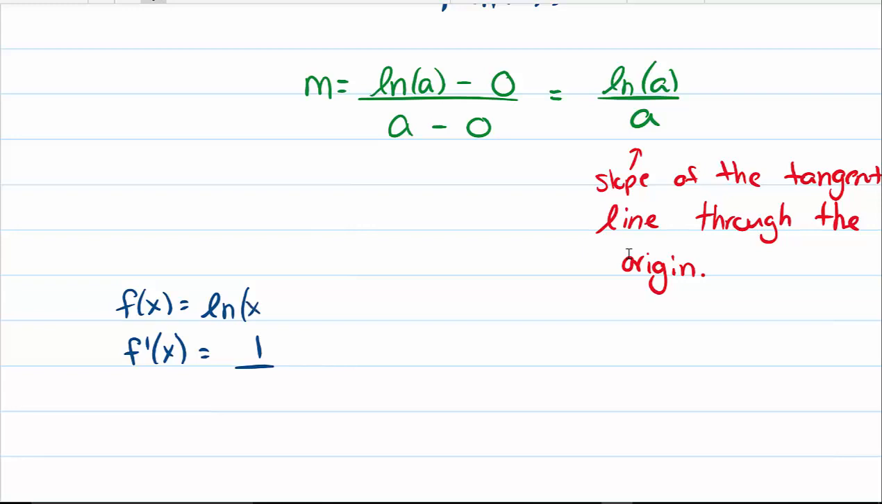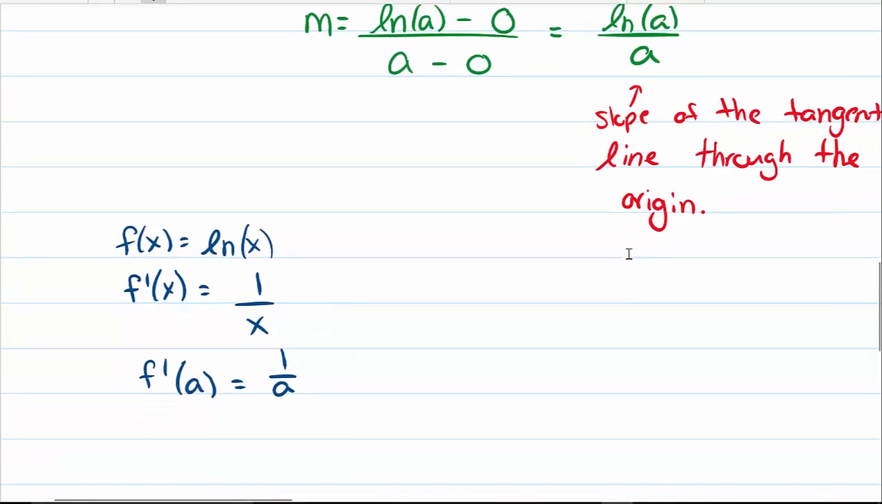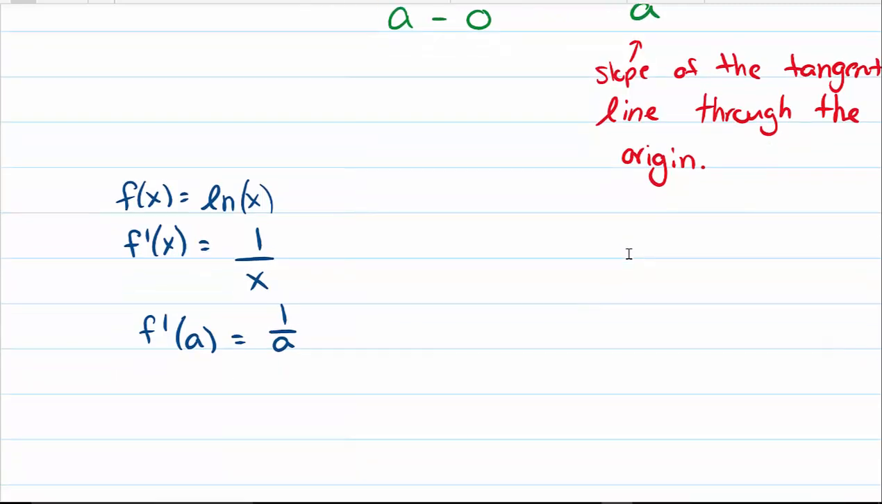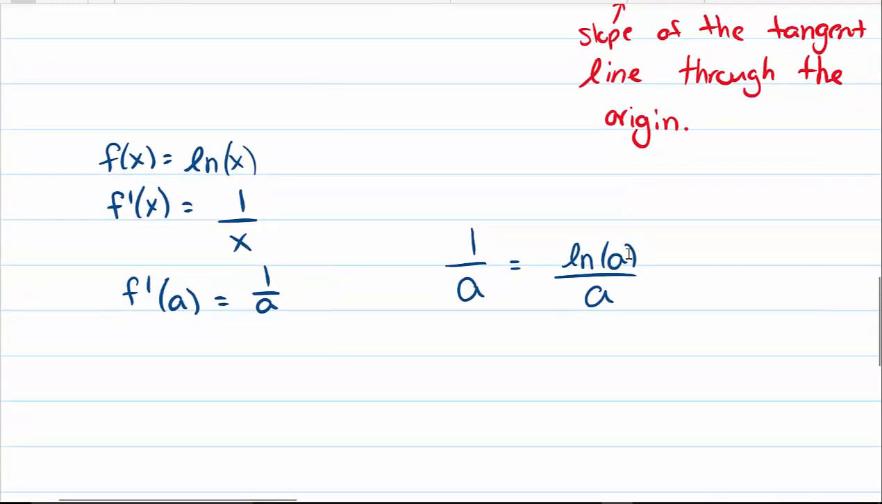Sorry, these should be x's. So f prime of a is 1 over a. So using that information, we're going to actually determine it, because now we have the slope represented from 2 different ways, and we know that they have to be equal. So 1 over a is equal to ln of a divided by a. Now all we need to do is solve for a.